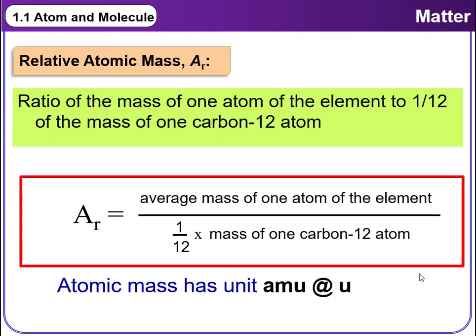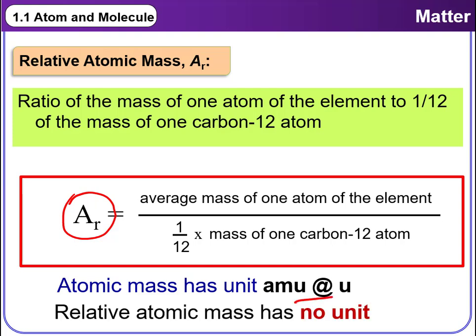Next is relative atomic mass, which the symbol is Ar. So Ar is a symbol for relative atomic mass. When you have to calculate Ar, make sure the answer has no unit. So what is relative atomic mass? It is the ratio of the mass of one atom of the element to 1/12 of the mass of one carbon-12 atom. So kita compare dengan siapa? Dengan mass of one carbon-12 atom.